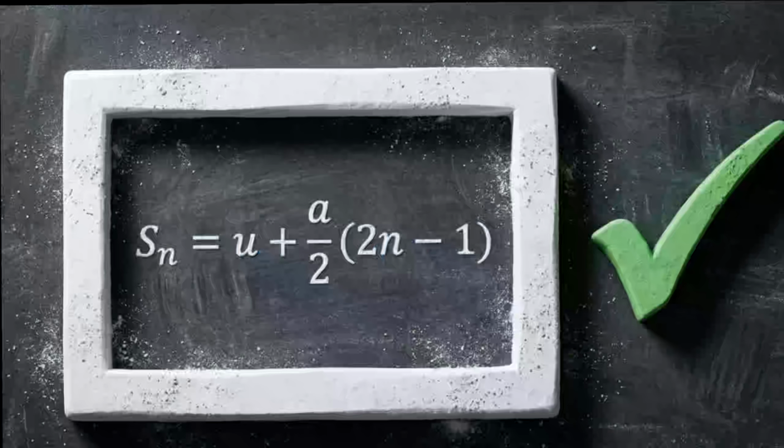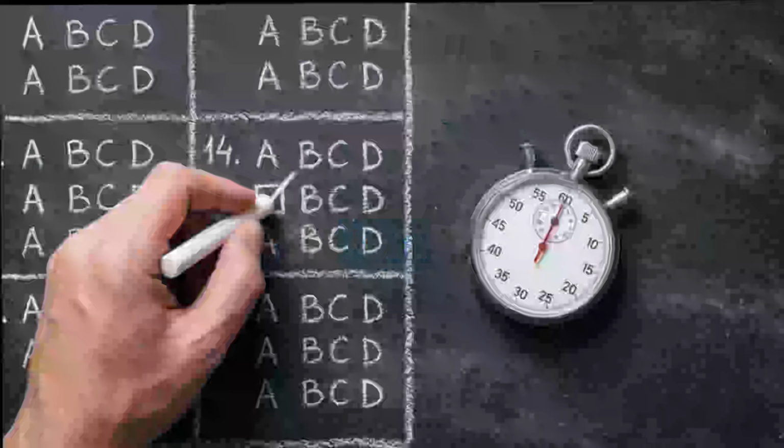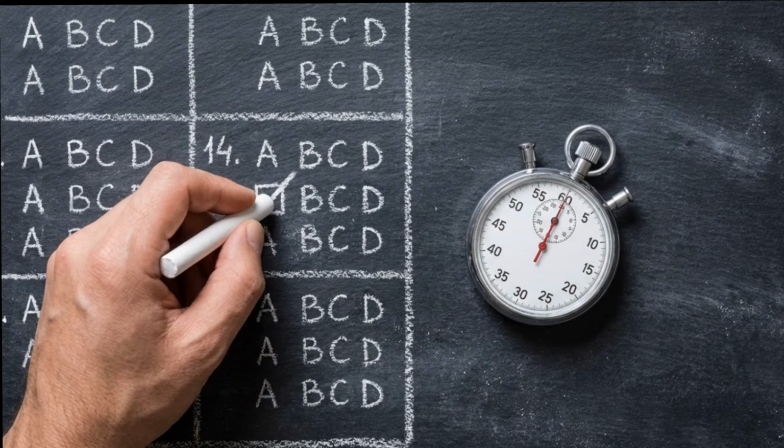0 plus 1 times 9 gives us the 9-meter displacement immediately. The mechanical advantage is absolute. The formula turns a multi-step, error-prone quadratic calculation into a single linear arithmetic operation. Under exam conditions, those saved seconds compound into higher scores.